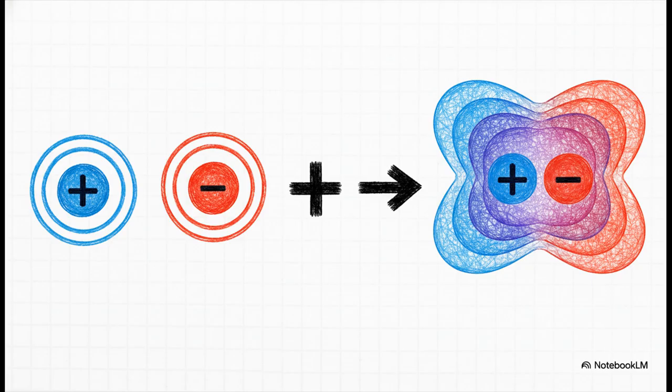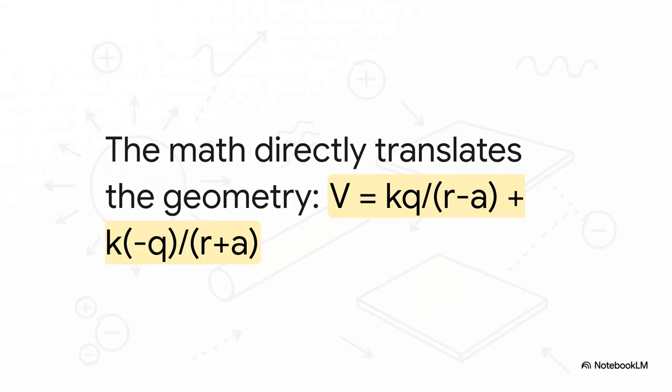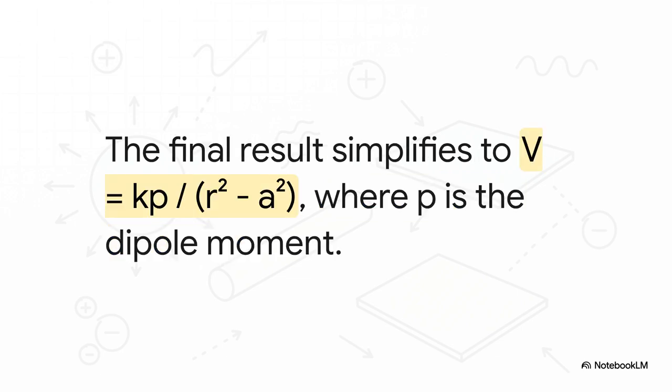It's really that simple. The math here just follows directly from the picture we just saw, right? The potential from the positive charge uses the distance r minus a, and the potential from the negative one uses r plus a. It's a perfect one-to-one translation. After a little bit of straightforward algebra, the whole thing simplifies down into this beautifully compact formula. We've even bundled the charge and the separation into a single value p, which we call the dipole moment. It just neatly captures the dipole's essential character.